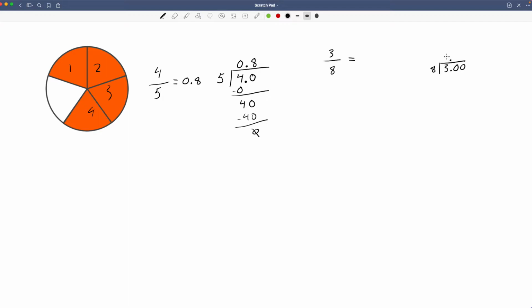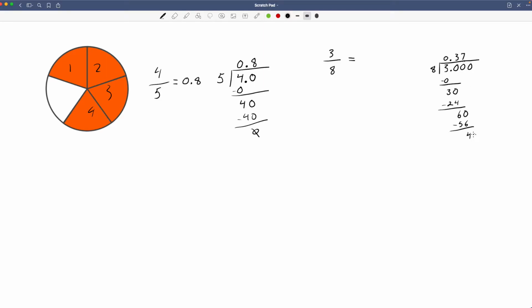8 goes into 3 0 times. That's going to be 3. I'm going to bring down a 0. 8 goes into 30 3 times. 3 times 8 is 24. When I subtract, I get 6. Bring down that other 0. 8 goes into 60 7 times. Remember, you can always keep adding zeros if you need to. 7 times 8 is 56. So we subtract, and I get 4.